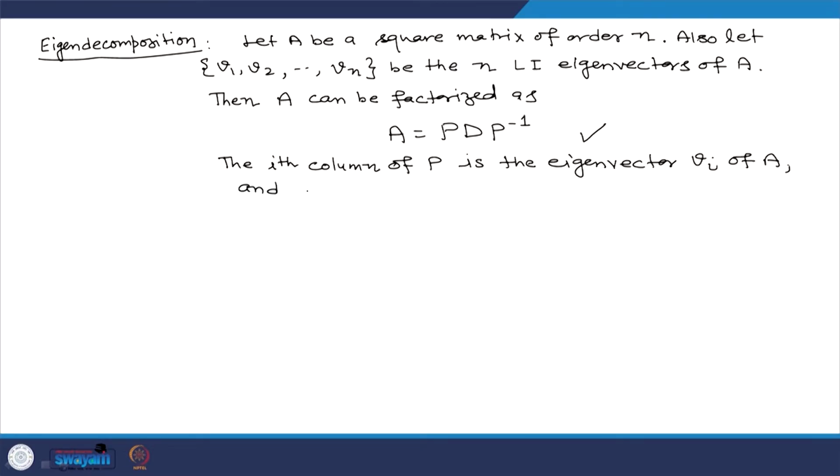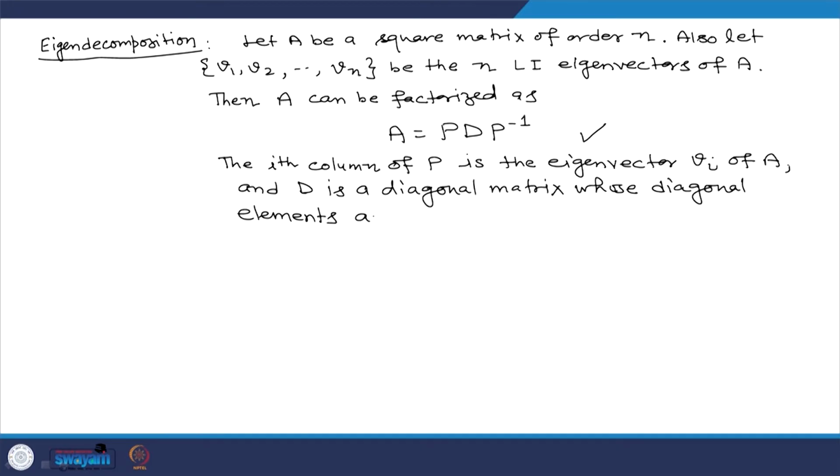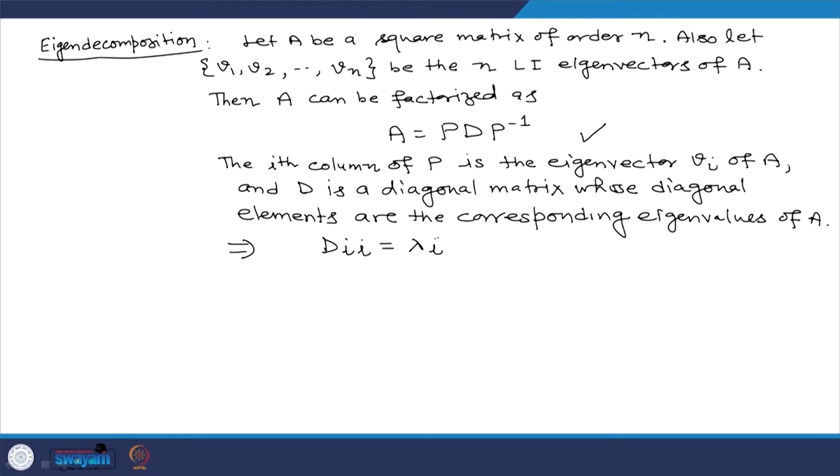And how are we forming D? D is a diagonal matrix whose diagonal elements are the corresponding eigenvalues of A. It means d_i equals lambda_i, if lambda 1, lambda 2, up to lambda n are the eigenvalues of A.